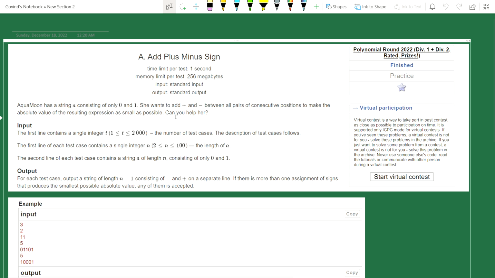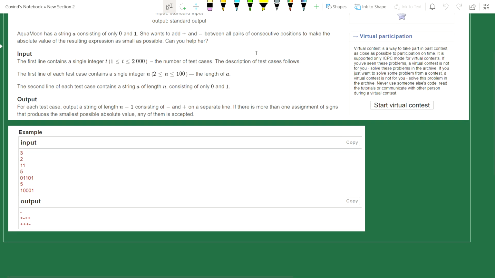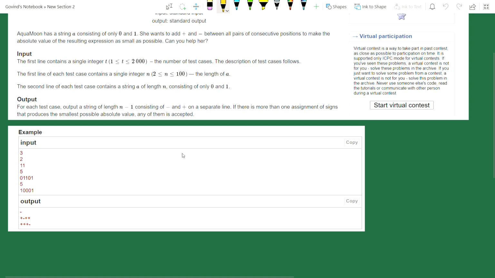So let's take a few sample test cases to understand it in a much better way. If we have a binary string like 10110, then we need to insert operators like plus or minus at these positions. Before the first 1 we are not going to add or subtract. We are not going to put any sign there. Between the other positions we have to insert some operator. And what is the question asking? That we need to minimize the resulting expression value.